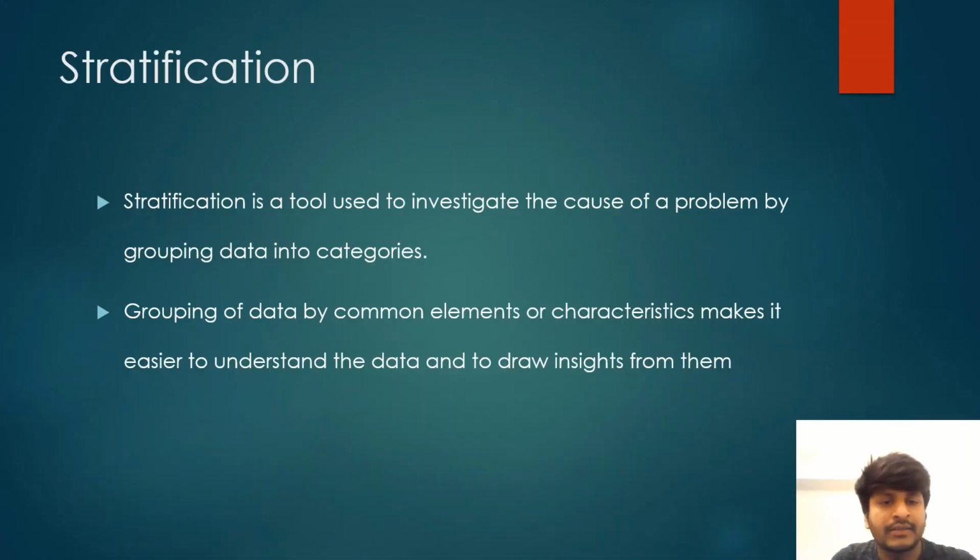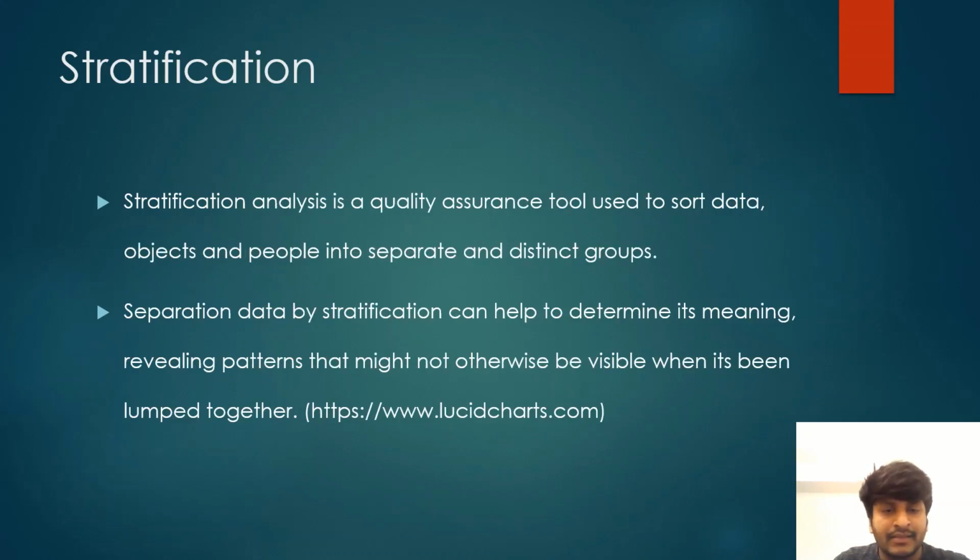And the third one is stratification. Stratification is a tool used to investigate the cause of a problem by grouping data into categories. Grouping data by common elements or characteristics makes it easier to understand the data and draw insights from them. Stratification analysis is a quality assurance tool used to sort data, objects, and people into separate and distinct groups. Separating data by stratification can help to determine its meaning, revealing patterns that might not otherwise be visible when it is lumped together.